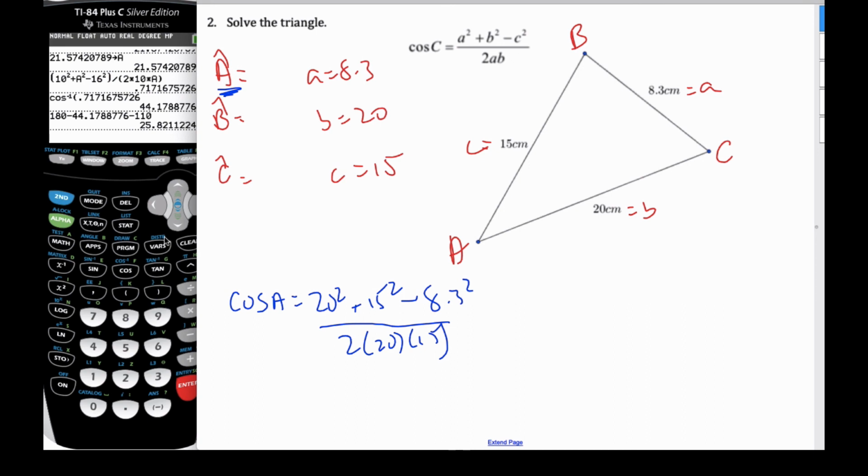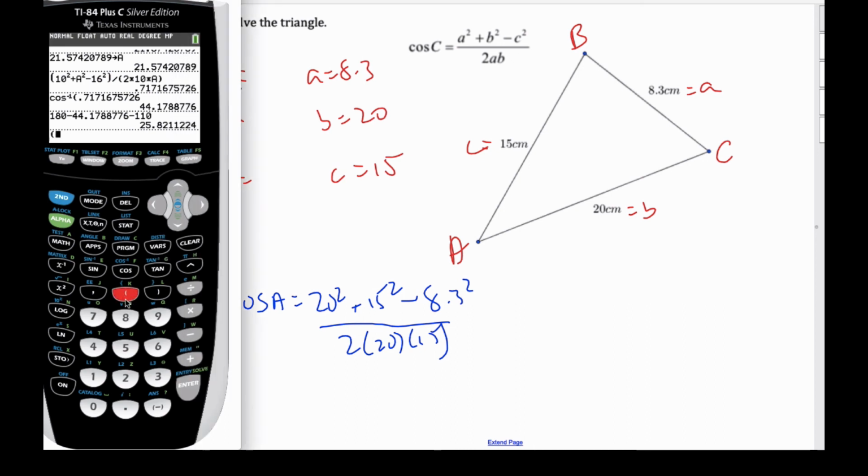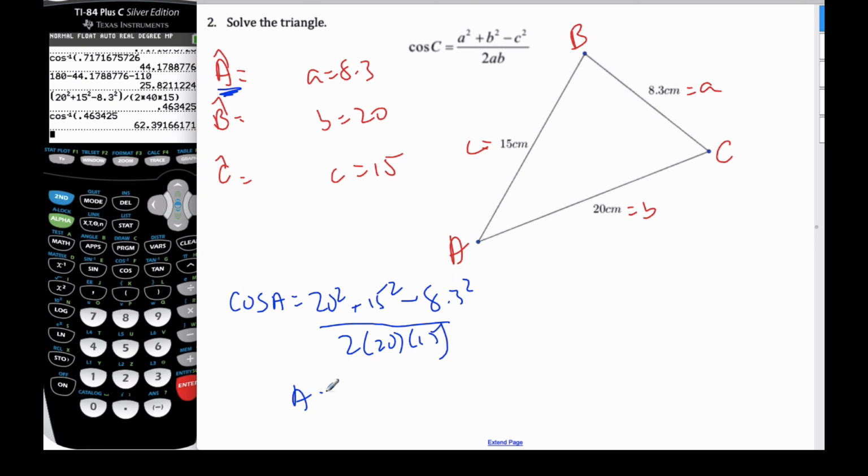Plug this into your calculator, and then you will get your result. So I'm going to go open parentheses 20 squared plus the 15 squared minus the 8.3 squared, close parenthesis, divided by open parenthesis, 2 times 20 times 15, close parenthesis. We get that, and then I'm going to go second cosine my answer, and I get A to be 62.4 degrees. This is 62.4.